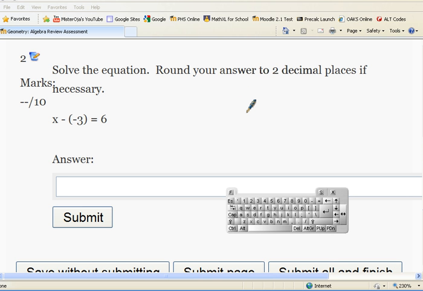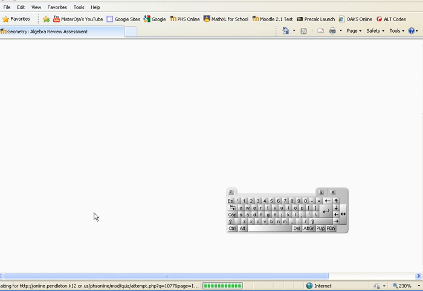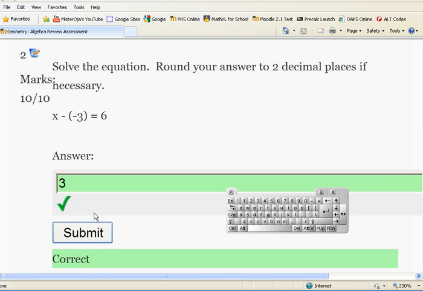So x minus negative 3 equals 6. What does it mean to subtract a negative? Add. Okay, so we can rewrite that as x plus 3 equals 6. So what's the one step we've got to do to get the x by itself? Subtract 3 from each side and just get x equals 3. Okay, good. We got it. All right. Moving on.